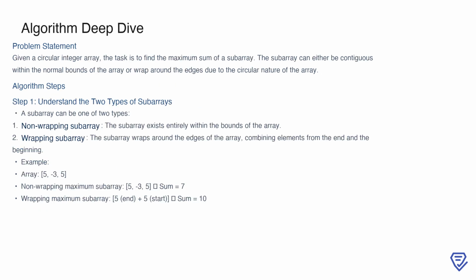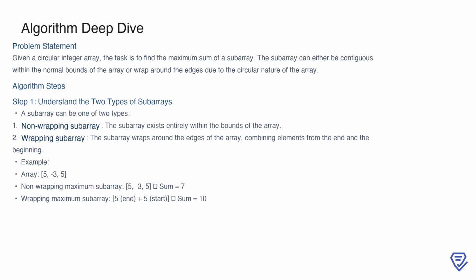To solve this problem, we need to understand the unique challenge a circular array presents. In a typical array, the subarray with the maximum sum is a contiguous segment within the bounds of the array. However, in a circular array, the maximum sum subarray can either be a non-wrapping one, which is entirely within the array, or a wrapping one, which spans from the end of the array around to the beginning.